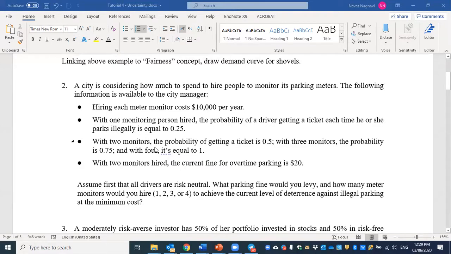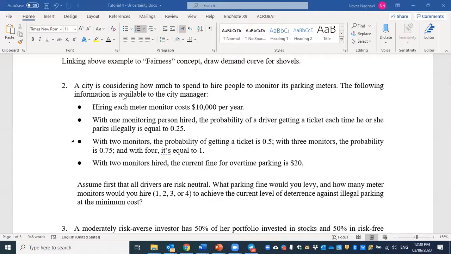And then on the second question, since we have discussed this week in the class, I expect a bit of help from you. It is saying that a city is considering how much to spend to hire people to monitor its parking meters. The following information is available to the city manager. My friends, these kind of questions are very common questions once you join the industry. For example, they want to adjust a new policy, they want to do something new, and they want you to measure, between different options, which one is the best option.